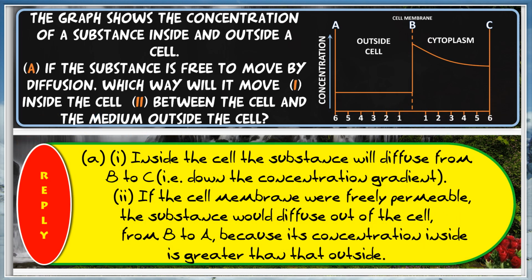A. Part 1. Inside the cell, the substance will diffuse from B to C. That is, down the concentration gradient. Outside, in part 2, if the cell membrane were freely permeable, the substance would diffuse out of the cell from B to A because its concentration inside is greater than that outside.